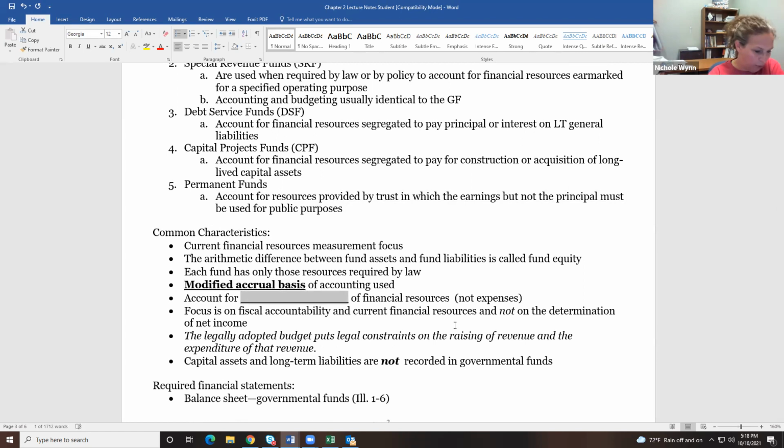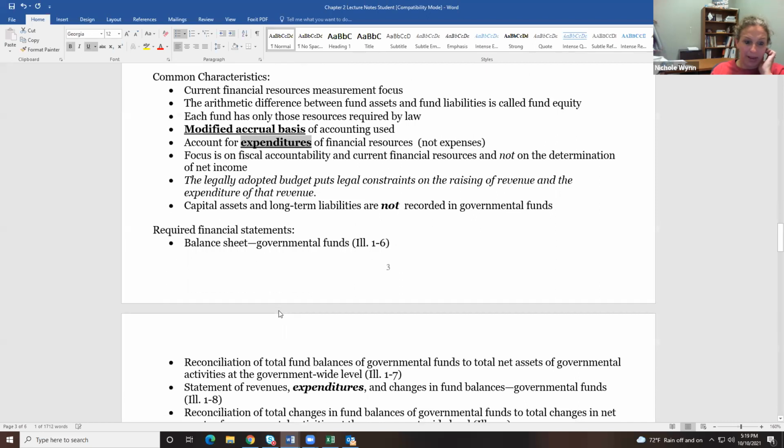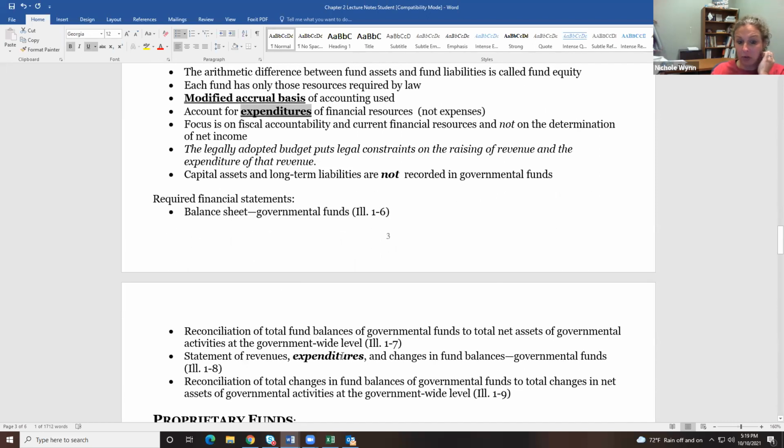And then we're going to account for only current stuff, right? So I think that's mentioned up above though. So account for, oh, it says not expenses, expenditures. So expenditures instead of expenses. And so meaning that everything is current. Anytime we pay money, it's going to be an expenditure. We'll have a legally adopted budget, like we mentioned before as well. And so we'll have a balance sheet basically, and then a statement of revenues, expenditures, and changes in fund balance. And there's some examples of those in illustrations in your book.